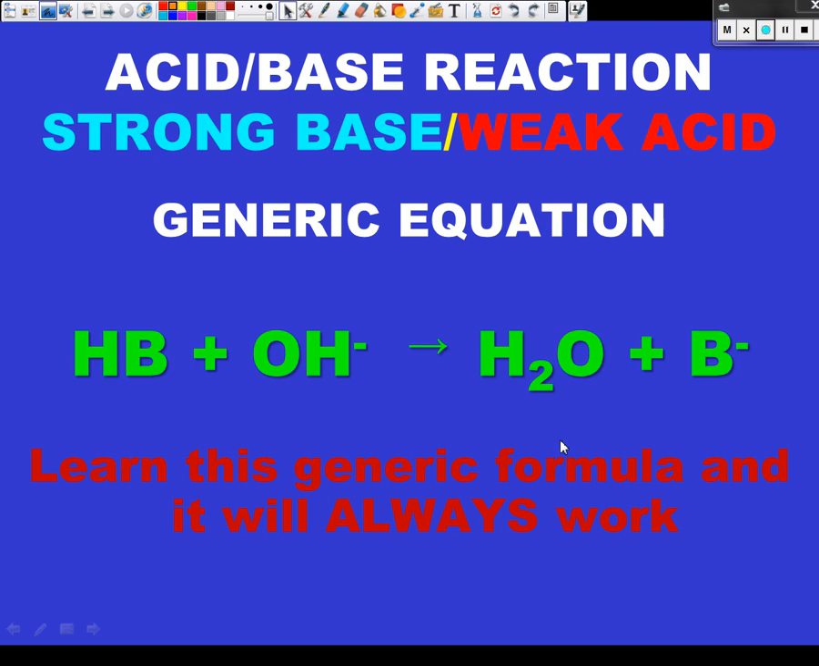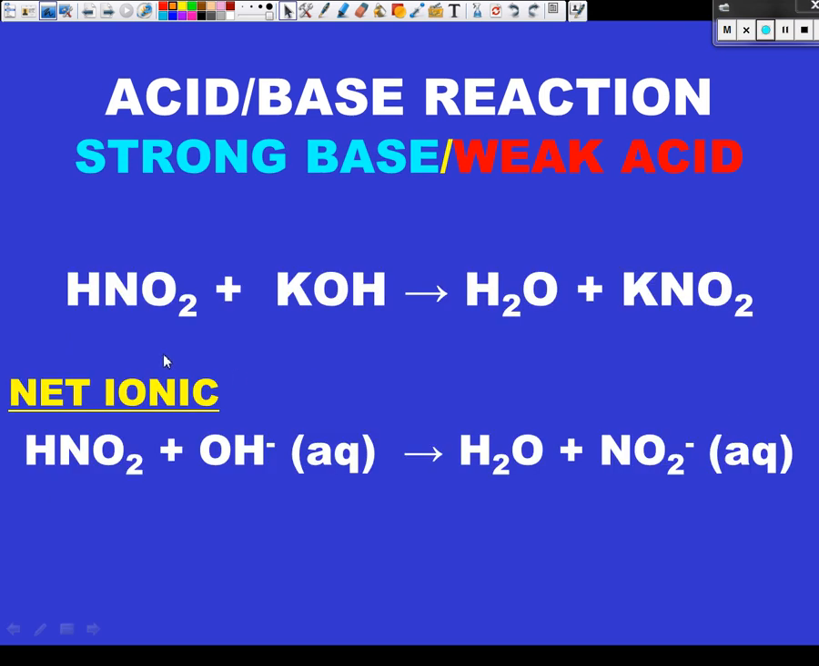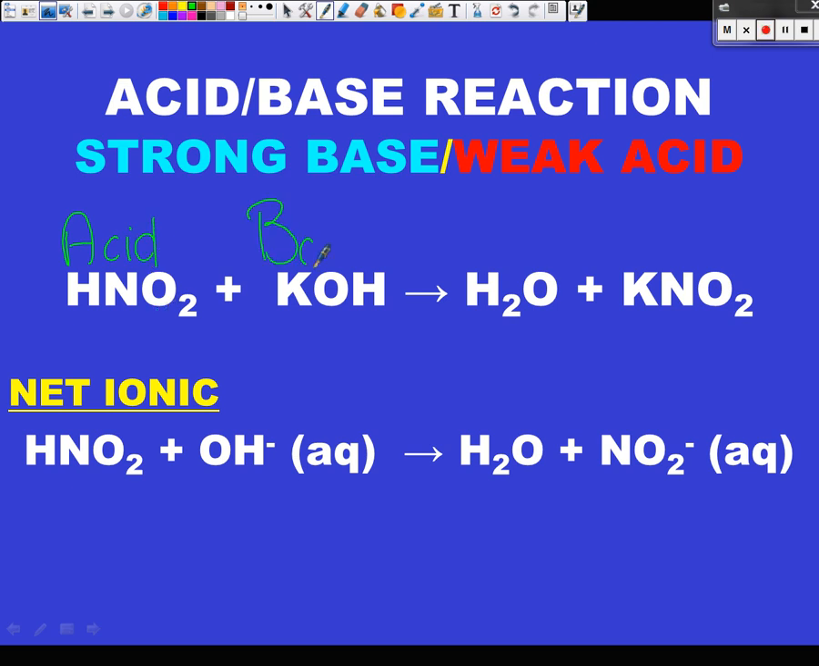It could be nitrous acid, so that could be NO3. Wow, that was a good guess. So you've got nitrous acid plus potassium hydroxide yields water plus KNO3. So if we were to look at it from a perspective you guys have seen before, would you agree that this is an acid? Would you agree that this is a base? Acid-base reactions produce water and a salt.